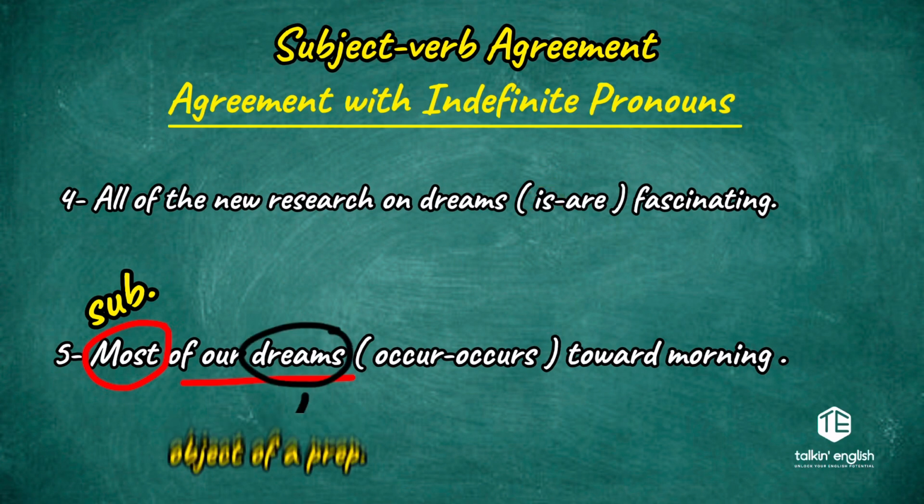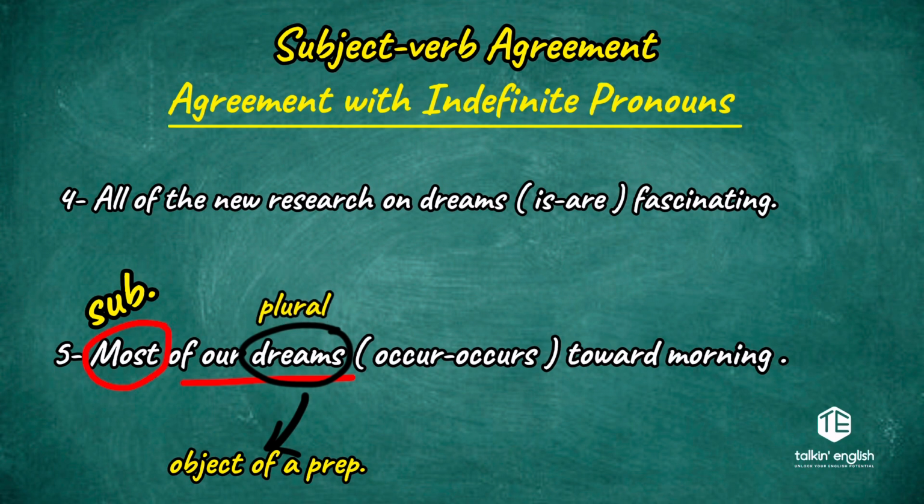It is the word dreams. What is the number of the word dreams? It is plural, which means the word most is plural. And here I have to choose a plural verb that agrees with the word dreams and the word most. It is the word occur.